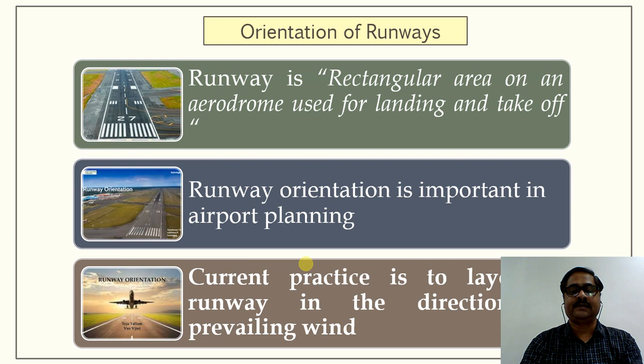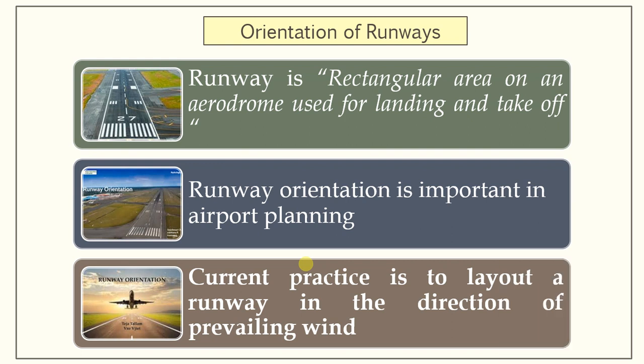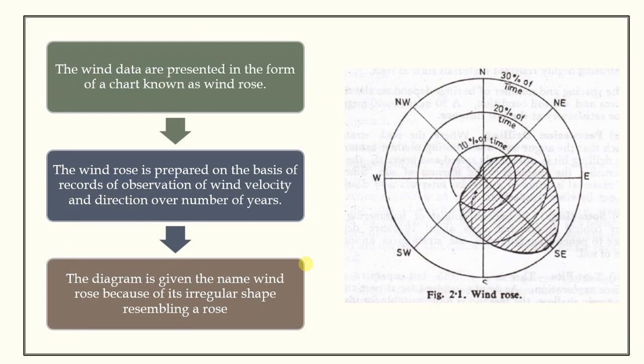Current practice is to lay out a runway in the direction of the prevailing wind. Now we are going to see what is called as wind rose diagram. The wind data are presented in the form of a chart known as a wind rose. This is what the figure shows. This figure shows a wind rose diagram.